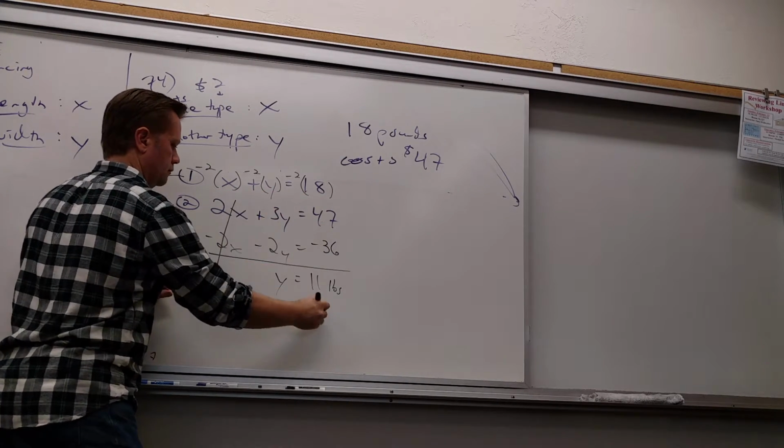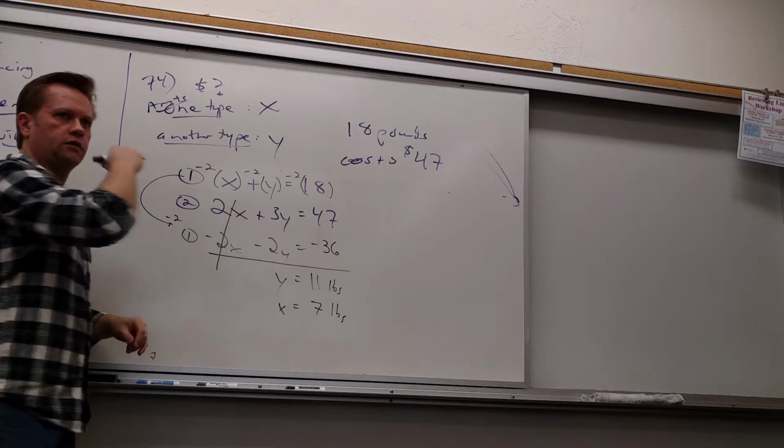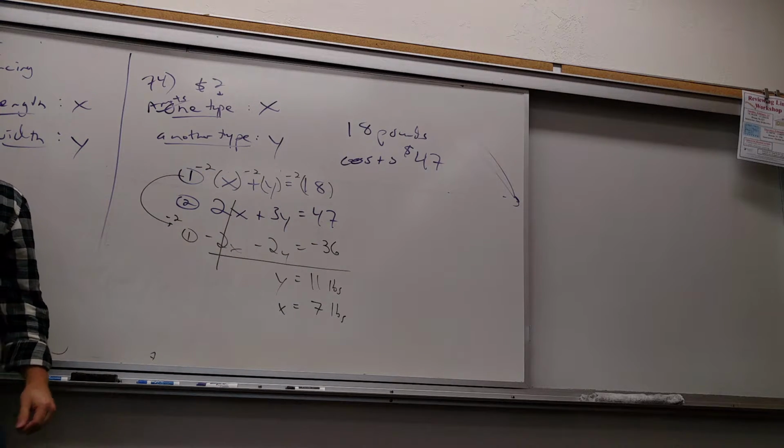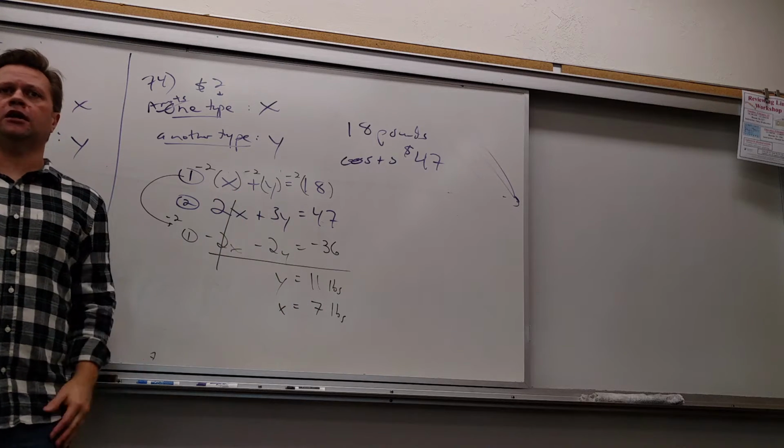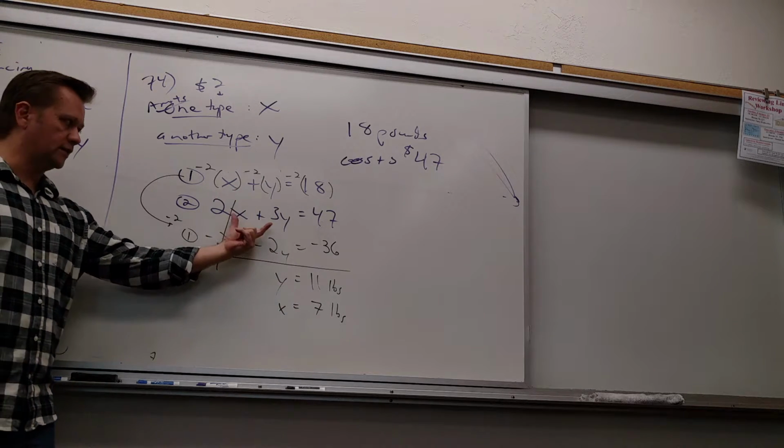7. 7. So that makes a total of 18. How do I check my work? Plug x. Plug these into which one? The first one? If you plug in the first one, you're not checking your work. The second one. Plug in the second one, exactly.